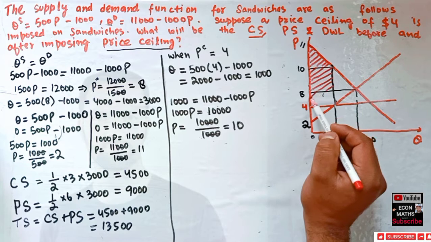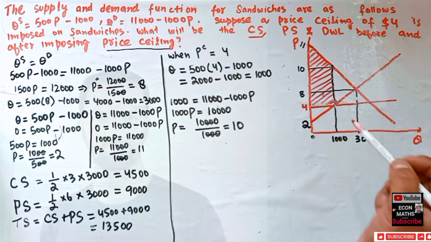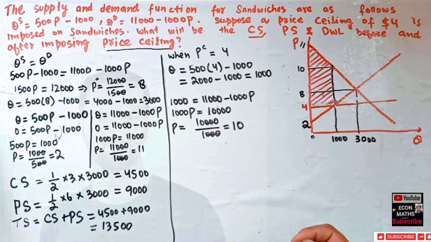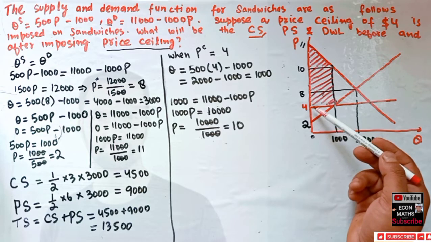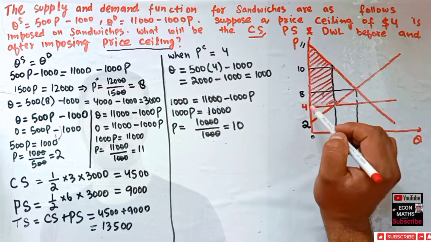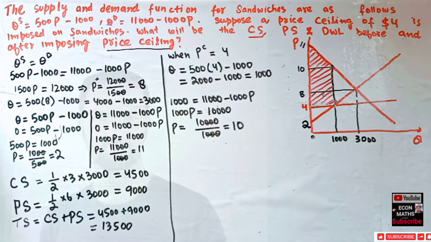Okay, this is our new consumer surplus. As I told you, consumer surplus is the area below the demand curve and above the price. Okay, in this case, above the price ceiling, not above the equilibrium price. So the area of this quadrilateral is the consumer surplus, and it is composed of two things.